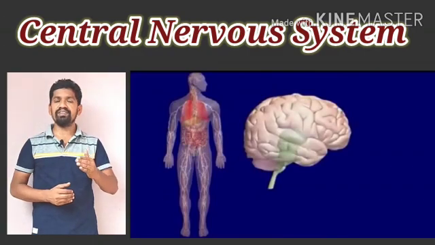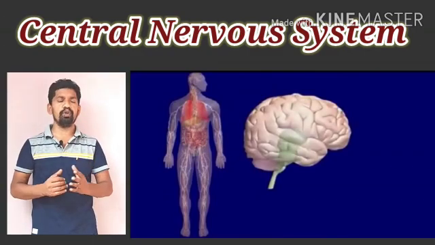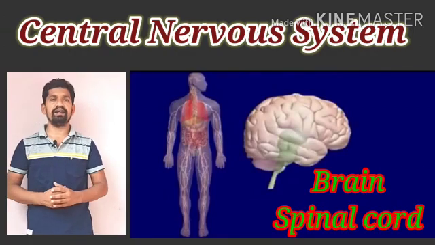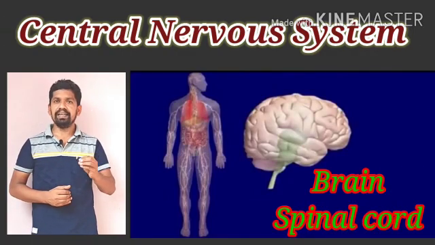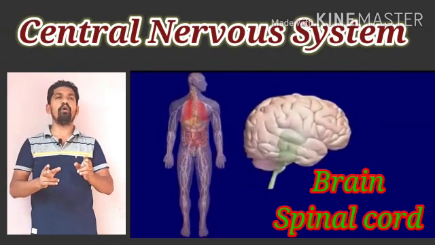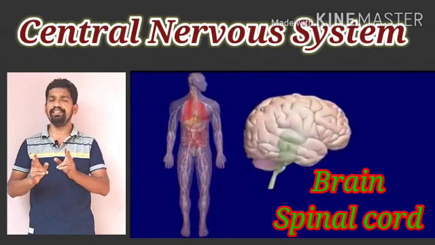The central nervous system is made up of two important parts. They are the brain and spinal cord. CNS, Central Nervous System, contains mostly two important parts: the brain and spinal cord.